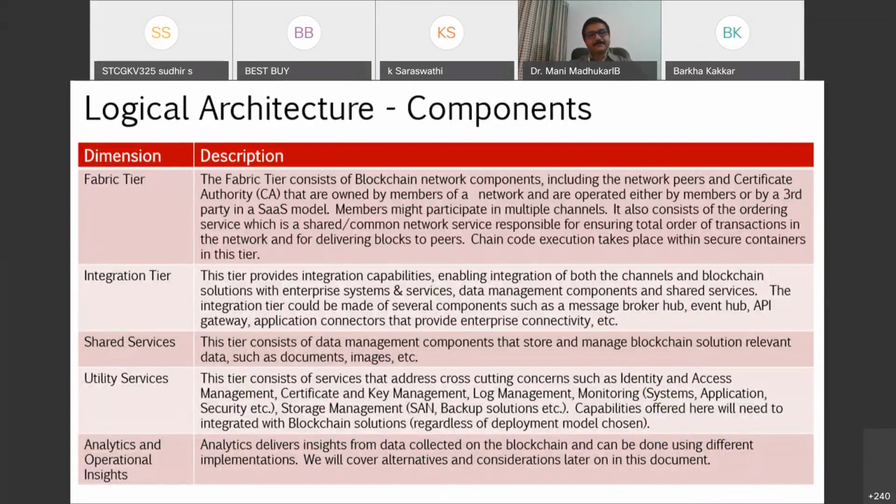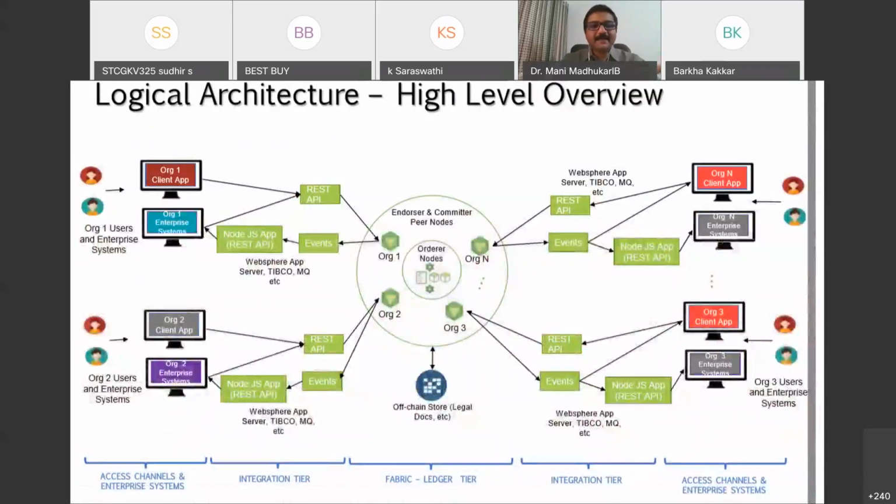Okay, so this slide is more from an architecture point of view, for somebody who is looking to do a solution architecture for a blockchain-based solution. What are the various components in a blockchain-based solution, right? So there is a fabric tier, an integration tier, shared services, utility services, and an analytics section. In case you can see this infograph, it details it beautifully.